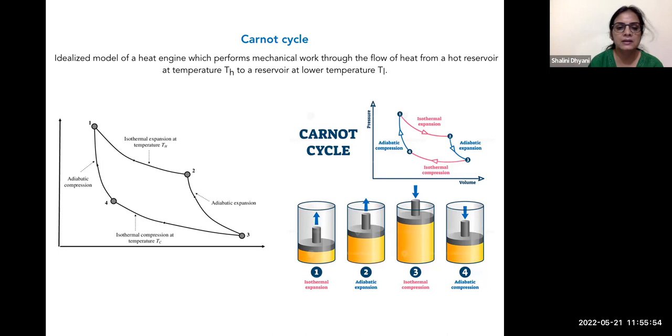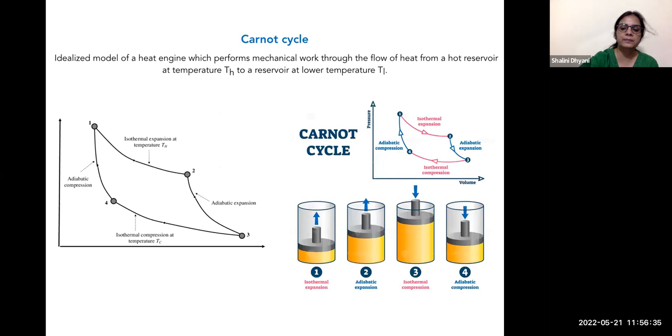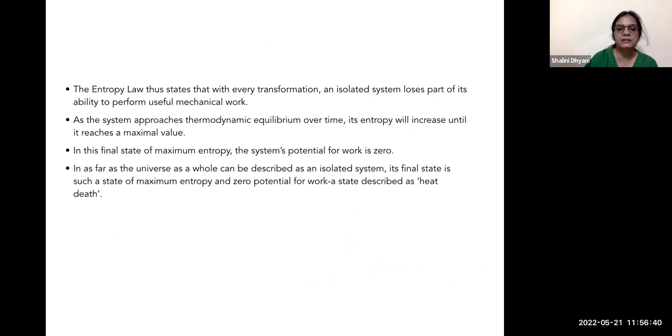So the entropy law states that with every transformation, an isolated system loses parts of its ability to perform useful mechanical work. As you saw, after a certain time, the isolated system doesn't have further energy to go for further expansion. So it starts coming back and it also loses its useful function of doing productive work. And as the system approaches thermodynamic equilibrium over time, its entropy will increase until it reaches maximum position. In this case also, you see it will reach a position where it is having the maximum energy, and then it will start coming back to the final stage of maximum entropy. The system's potential for doing any kind of work is zero.